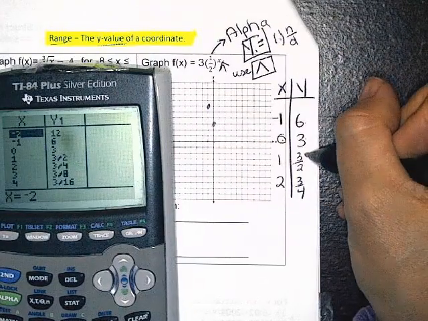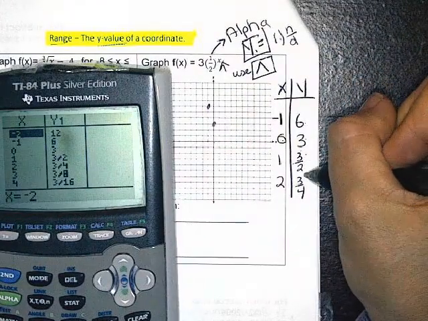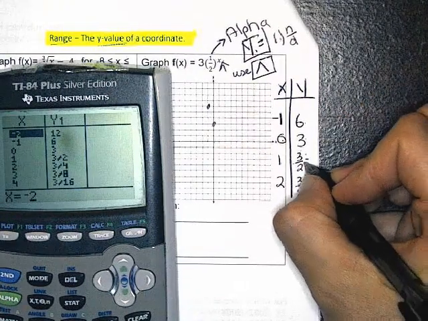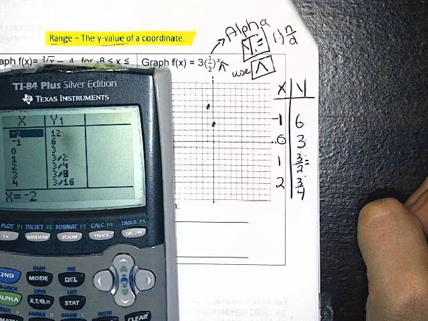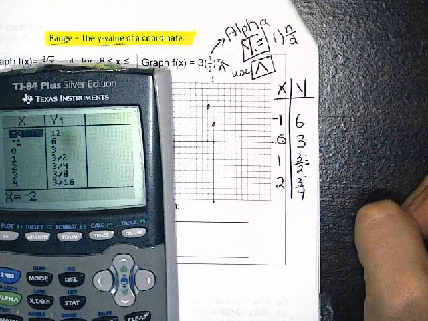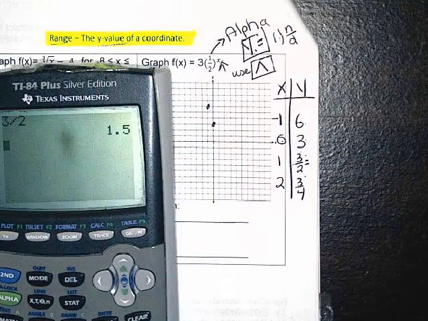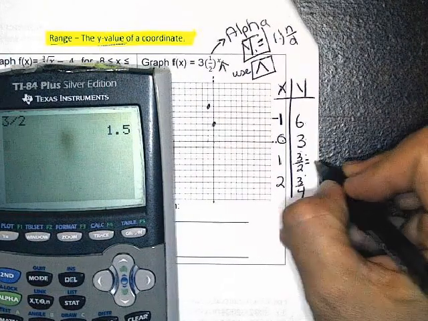Now, quick question. What is 3/2 as a decimal? So I can quit that out and I can do 3 divided by 2. What is it really as a decimal? 1.5.